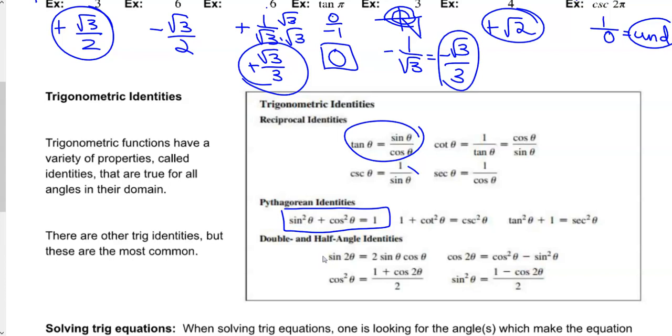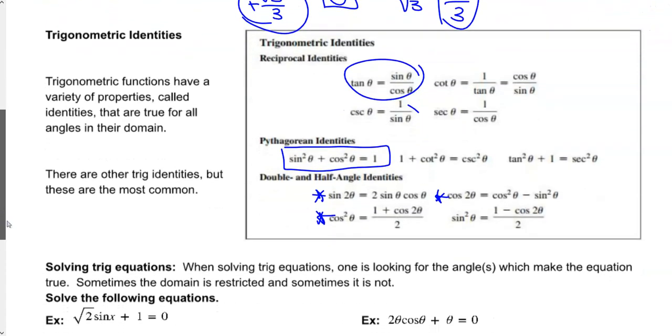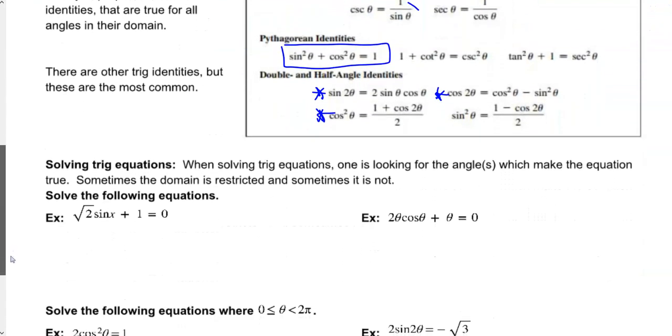Now, of the double and half angles, I believe this will be important, the sine of 2 theta, and this one possibly. Maybe this one, but we don't work with that one as much. Definitely that sine squared. We don't see that too much, but it's possible. And so that gets us the double angle formulas. Okay, so be familiar with those. These are the identities or properties that are true for all angles in their domain. There are other trig identities, but these are the most common.